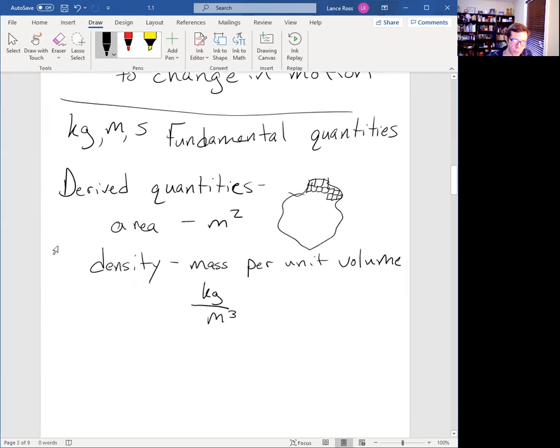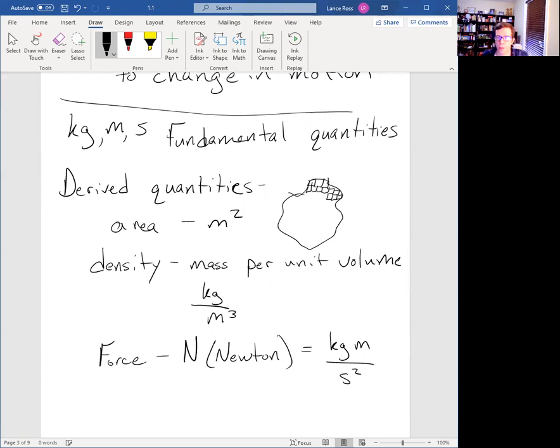And force. The unit of force has its own name. It's a Newton. And a Newton is 1 kilogram times a meter per second squared. And when we talk a little more about force, we'll see where that comes from and where that definition comes from.